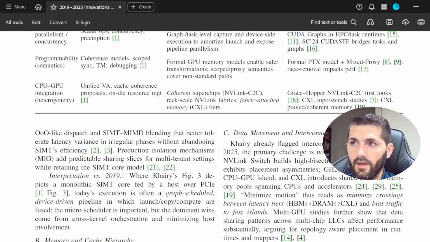In data movement and interconnect, Carey et al. already flagged those interconnect limits, with primary challenge non-uniform fabric geometry.